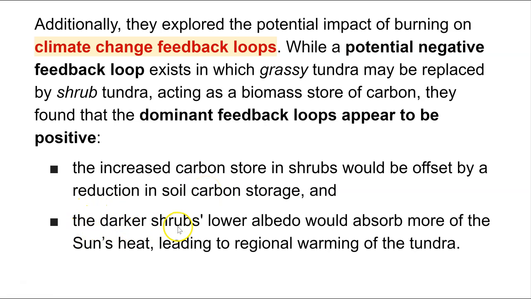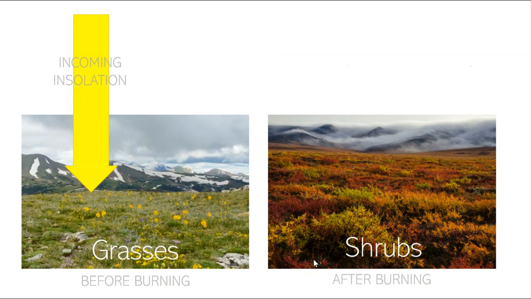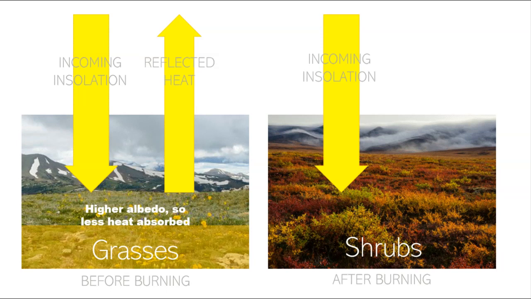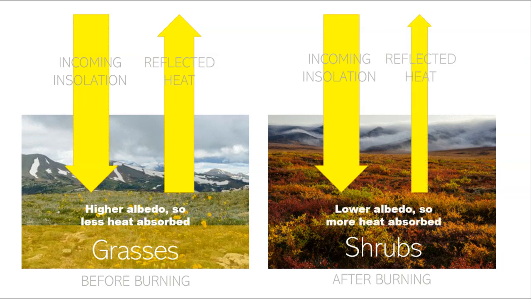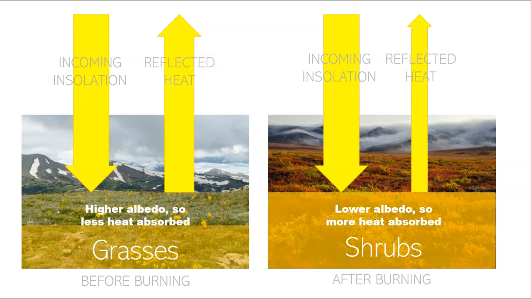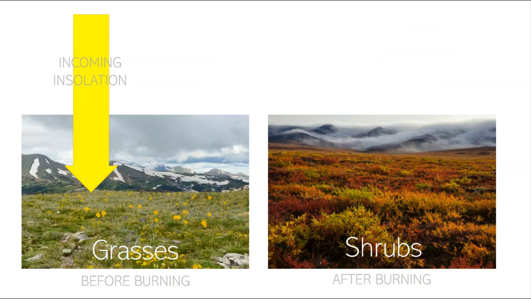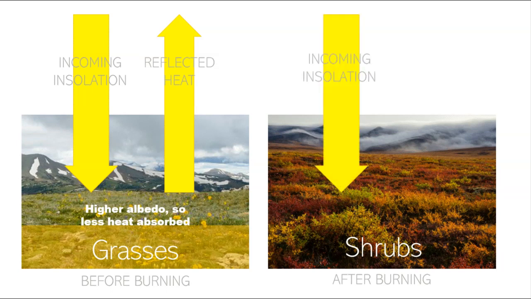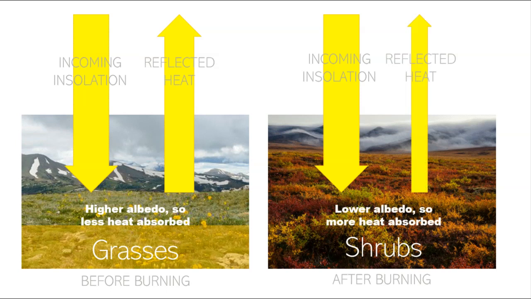Then the second one is that the darker shrubs' lower albedo would absorb more of the sun's heat, leading to regional warming of the tundra. Let's explore that. Before the burning, with the grasses, they're lighter, so they reflect more of the sunlight and absorb less heat. They're replaced by shrubs which are darker. Dark colours absorb more heat, so there's less reflected and more heat is absorbed locally in the area. So before the burning, the grasses, lighter colour, more heat reflected, less heat stored locally. They're replaced by shrubs which are darker. There is less of the heat reflected, more heat is absorbed locally.